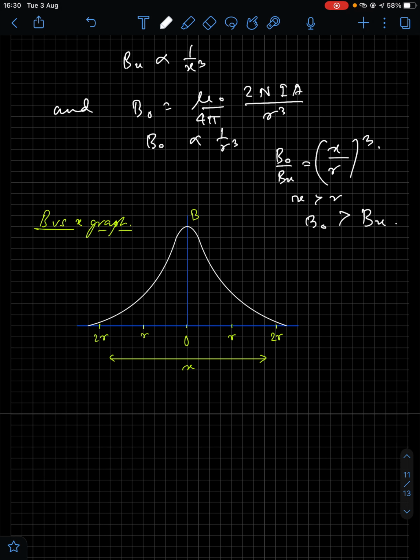Alright, so that can be represented by a graph, B versus X graph. Here the X and X prime axis, this is showing you on either side, of course, the distance from the center. So the distance is like r, twice r, and so on, and the magnetic field at the center is maximum, and it is falling with the rise in distance.